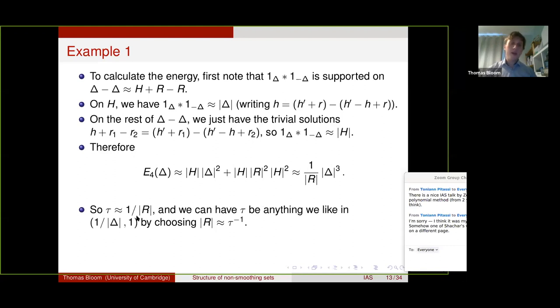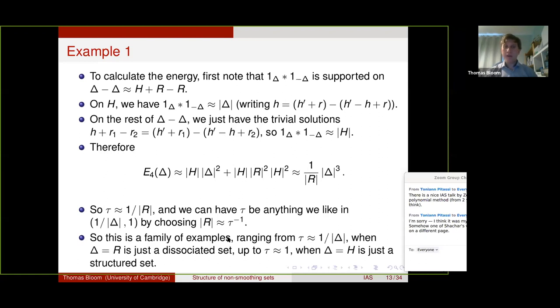So in particular, tau, this parameter, is 1 over r. And I can choose tau to be anything we like if I just choose the size of r to be around tau to the minus 1. That's the point where I choose how big R is.